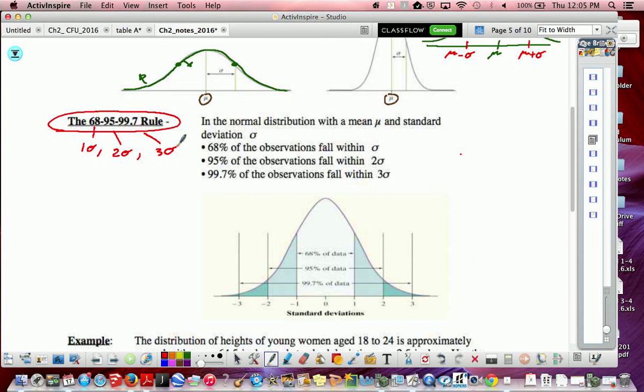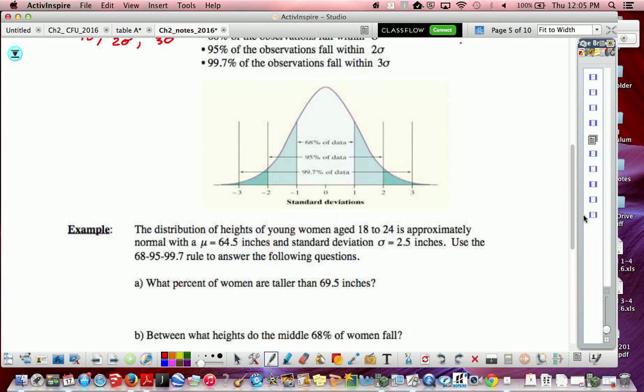So down here there's kind of a picture that shows you middle 68%, middle 95%, 99.7%. Okay? What I like to do to help students sometimes is even break it down a little bit further. So over here I'm going to draw myself a little nice normal curve. Here's my mean, right in the center.